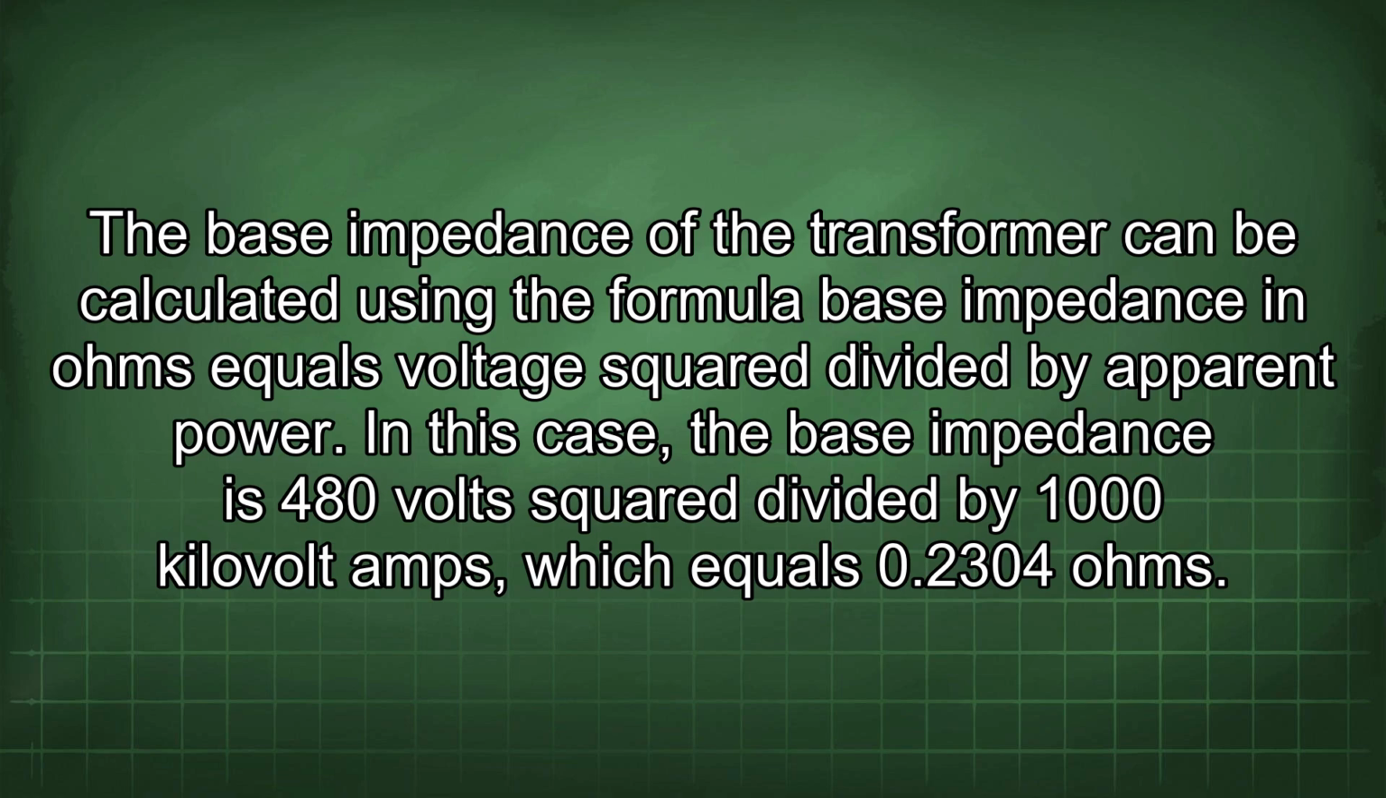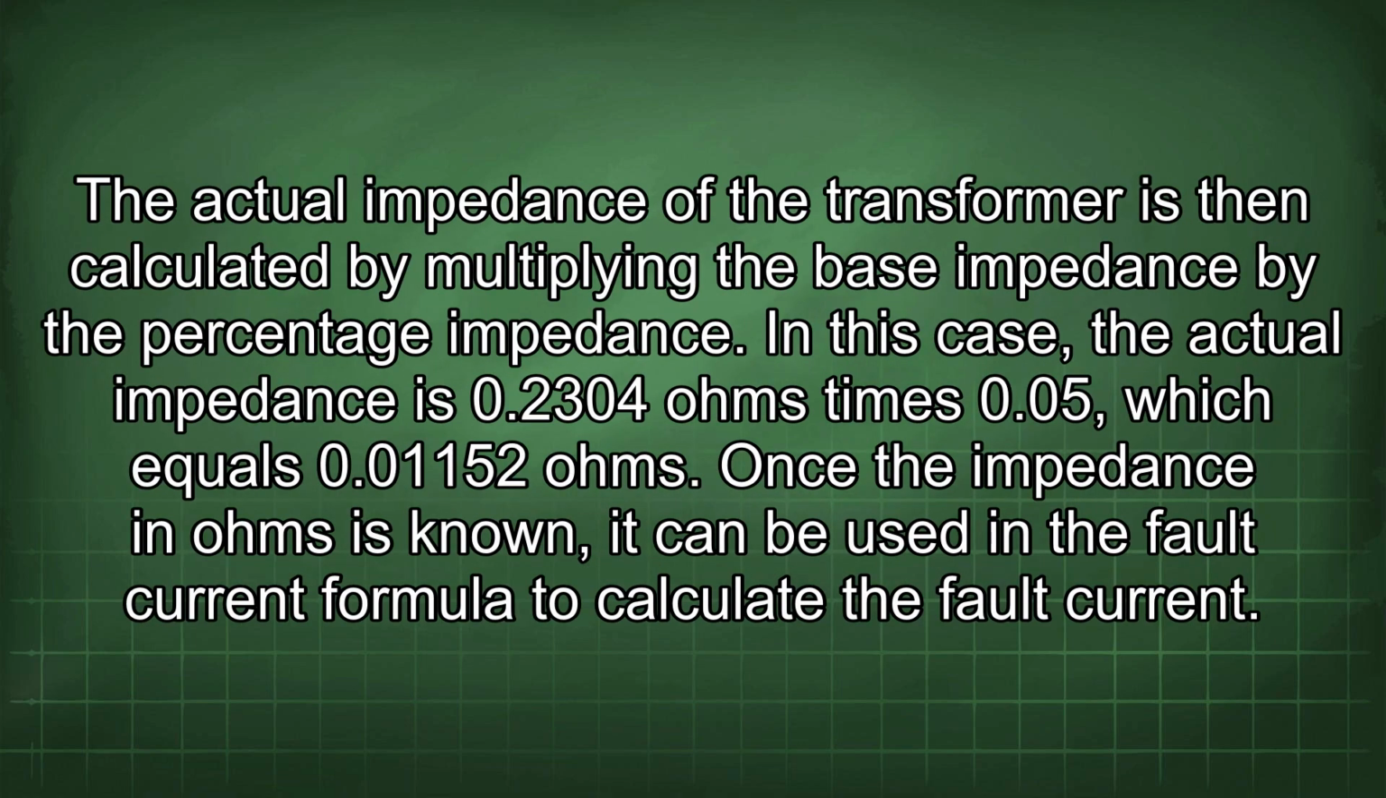The base impedance of the transformer can be calculated using the formula base impedance in ohms equals voltage squared divided by apparent power. In this case, the base impedance is 480 volts squared divided by 1000 kVA, which equals 0.2304 ohms. The actual impedance of the transformer is then calculated by multiplying the base impedance by the percentage impedance. In this case, the actual impedance is 0.2304 ohms times 0.5, which equals 0.1152 ohms.